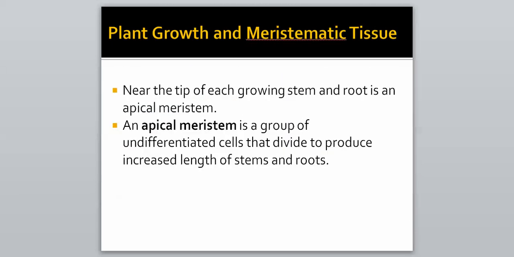And near the tip of each growing stem and root is an apical meristem. So if we think of apical, think of the apex, maybe like the top of something. An apical meristem is a group of undifferentiated cells that divide to produce increased length of roots and stems.